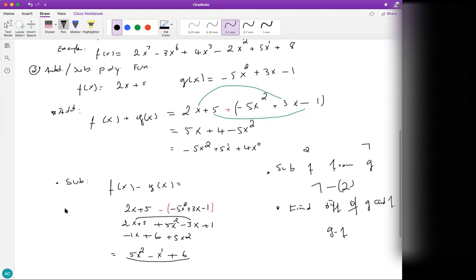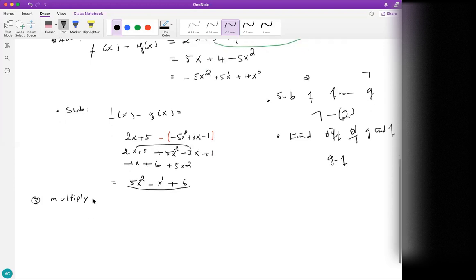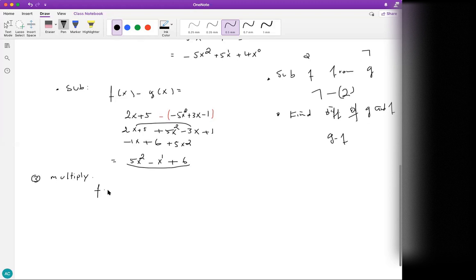Now let's see how to do number 3, multiplication. Again, very similar to multiplying polynomials. We just added this notation next to a polynomial to give it a name, or a function. Let's multiply the same ones. So f times g of x. It's usually written like this, or it could also be like this, f of x times g of x.